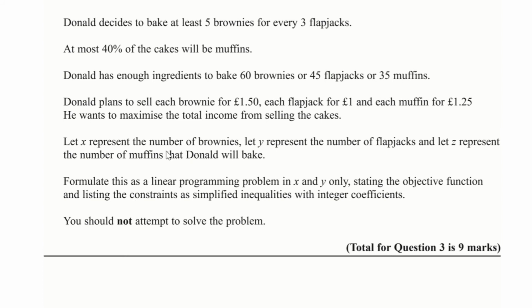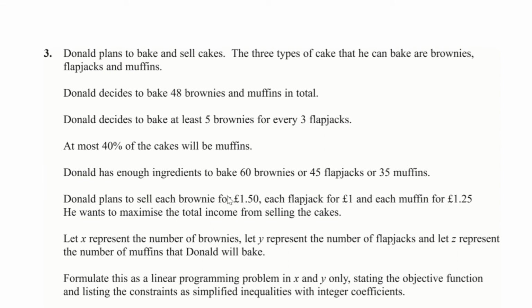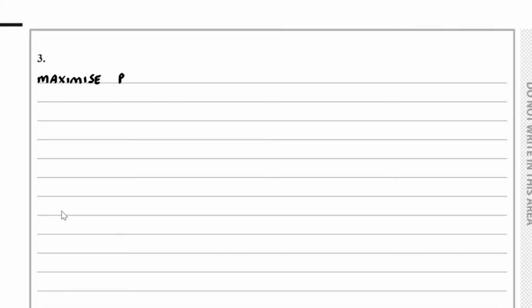Well, we want to maximize profit, so the first thing we will write is we want to maximize P. Now, in this question, we sell each brownie for £1.50, each flapjack for £1 and each muffin for £1.25. So we want to maximize P equals 150x plus y plus 1.25z. And we want to maximize this objective function subject to the following conditions.